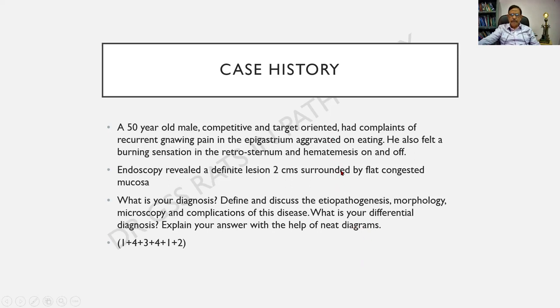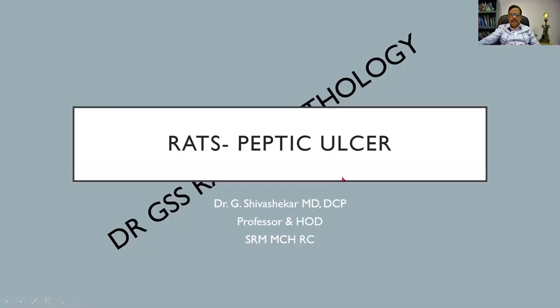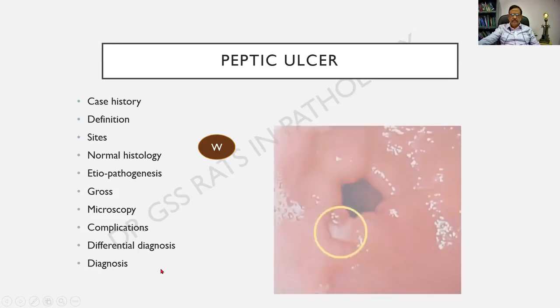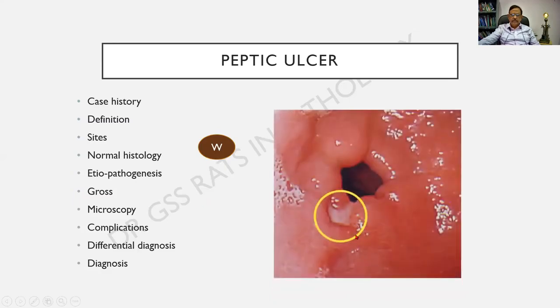I hope now you people are clear with the diagnosis. It is peptic ulcer. This is a long topic that will be dealt under these headings. And this is an endoscopic view of an ulcer. And you find that the surrounding mucosa is slightly reddish because of congestion.